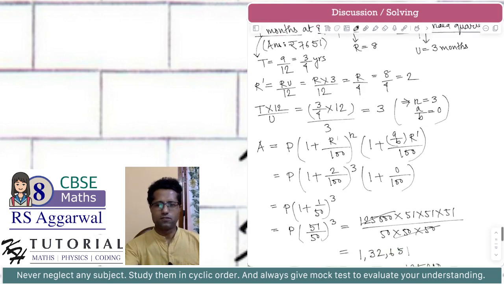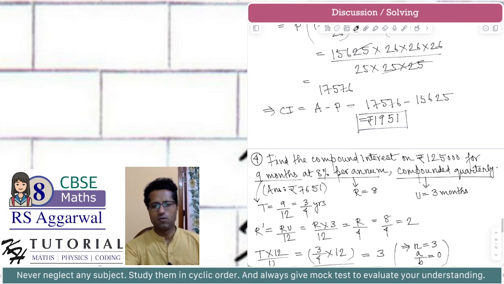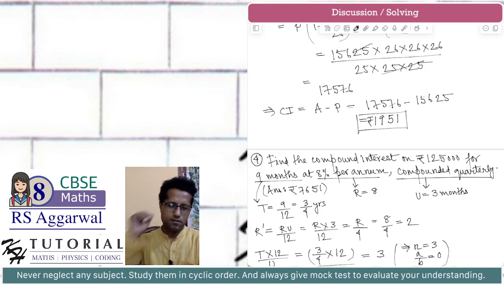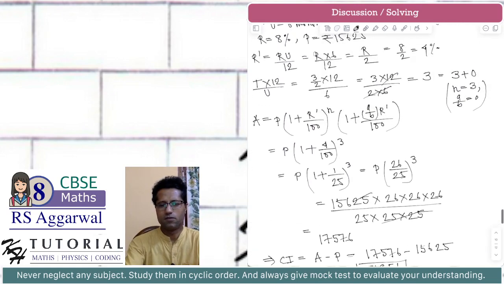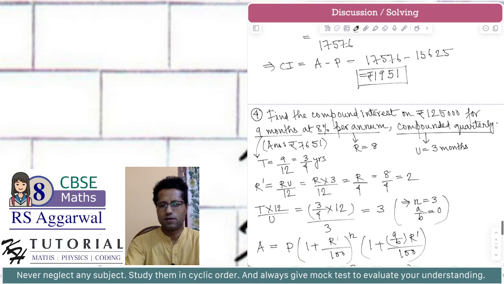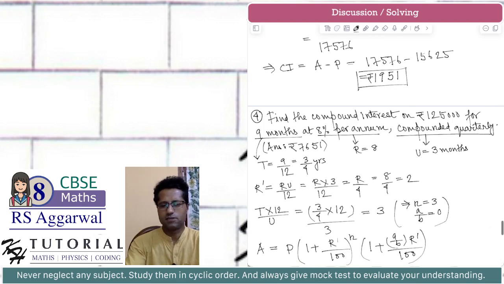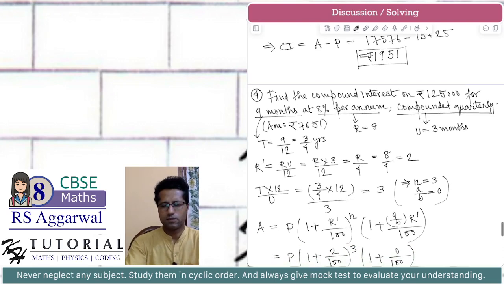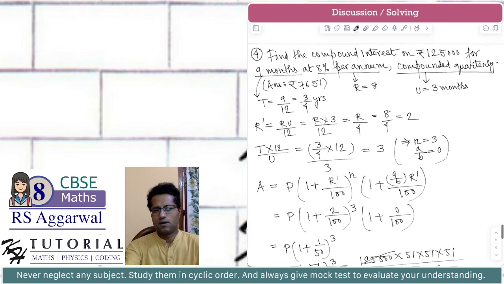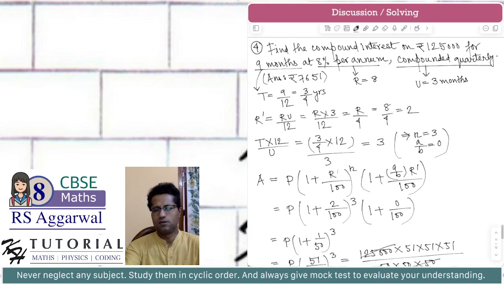So I hope solving these four problems will give you a better idea of how I am applying the general formula in a given problem. The important thing is that from the general formula, you have to first find what R dash is, and you also have to find what n and the fraction a by b are, which come from the value of T multiplied by 12 divided by U. Whatever the value is, you have to express that as a mixed fraction n and a by b, where a by b is the fractional part and n is the whole part, because these two will be used in the general formula.